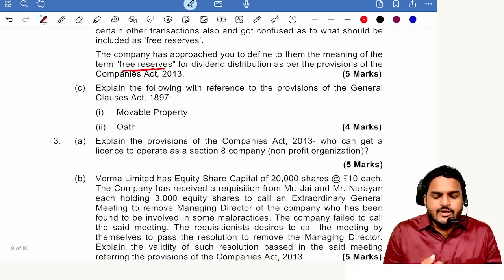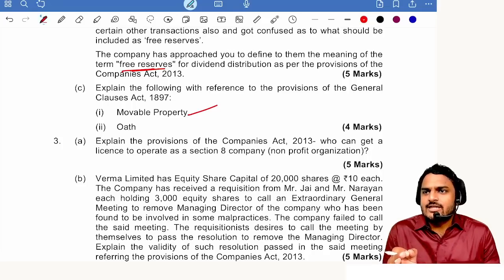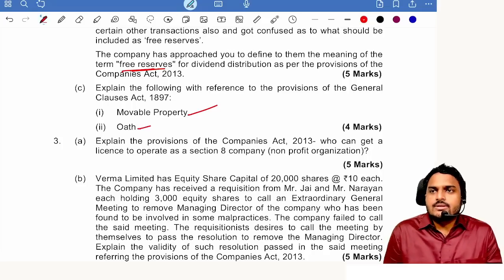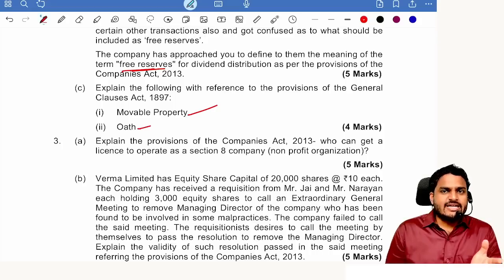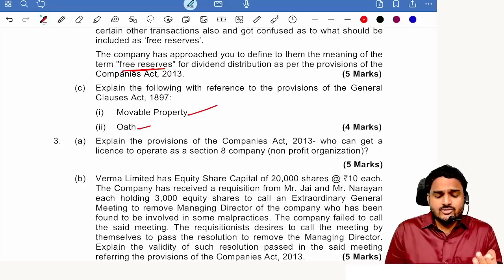Explain the meaning with reference to provisions of General Clauses Act. Movable property: any property by description except immobile property. Yes or no? Oath includes affirmation, declaration, but excludes swearing. Instead of swearing, you remember?